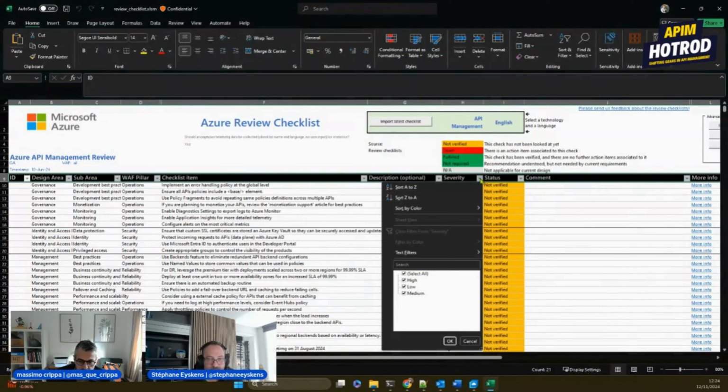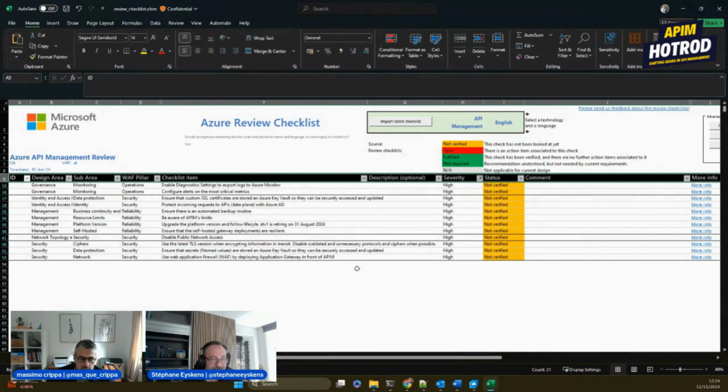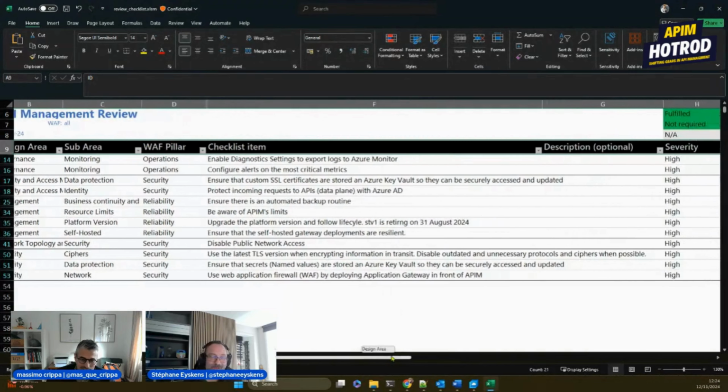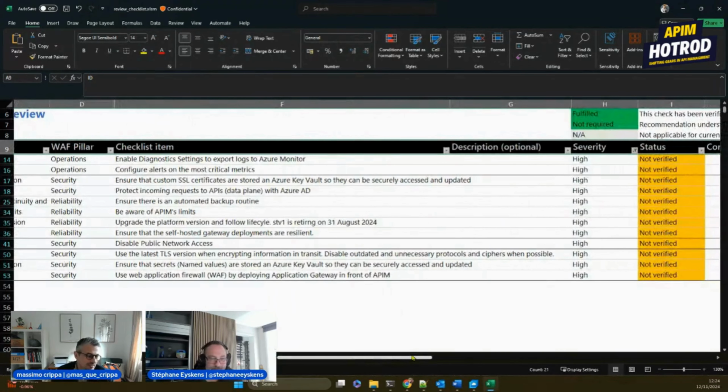Maybe, let's filter on high and see what's there. What do you think? Yeah, good idea. I think anyway, everybody would start with the high, right? To at least try to have a check mark next to each high control.